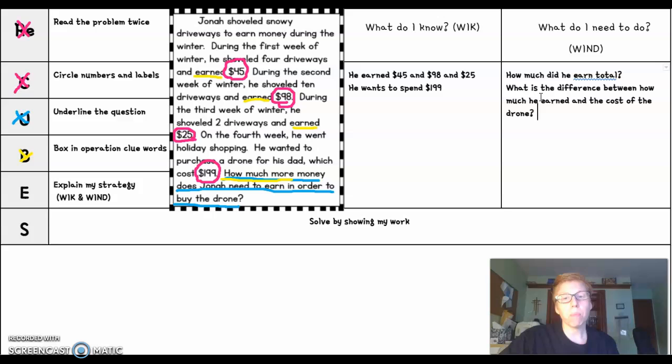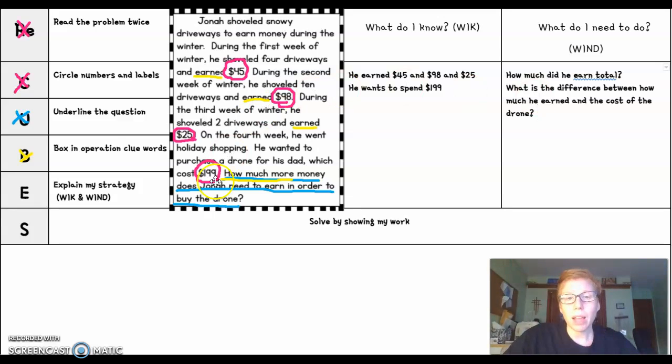Now, this is what's so important in a two-step word problem because you're doing two things, two separate steps. Okay, it's very important to write that down. And also on a side note, I think I've said this before, you won't always have a word problem in front of you that you can circle numbers and labels and underline the question and box clue words. But you can always have a piece of paper in front of you and write down wick and wind. Write down what you know and write down what you need to do. And that can help you focus your attention on what's important in the word problem.